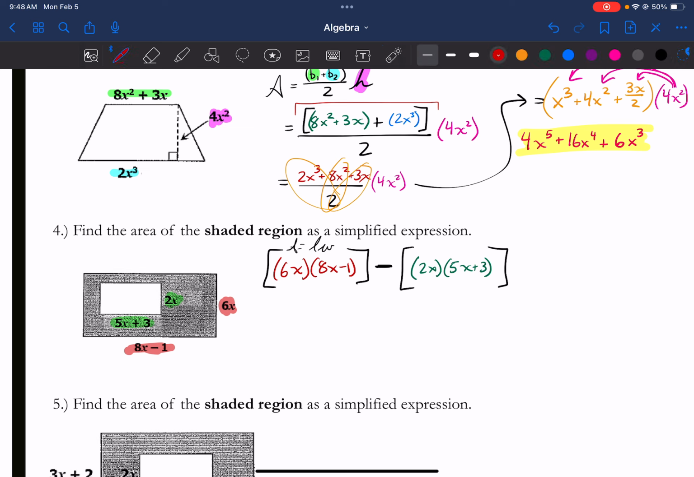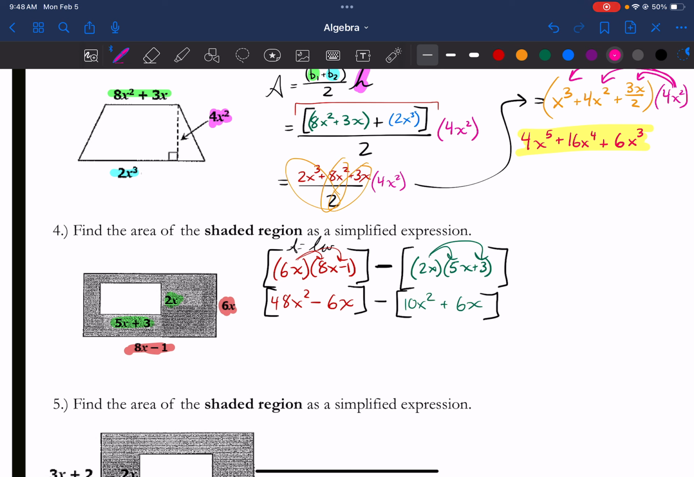In this case, when we multiply this out, we're going to distribute the 6x. So you get 48x squared minus 6x. Again, I'm just going to keep these in parentheses to make it easier for you so you do not lose your work. I'm going to distribute 2x to the 5x, and I get 10x squared, and 2x to the 3, so I get 6x. This is the reason why we keep them in parentheses, now this next step.